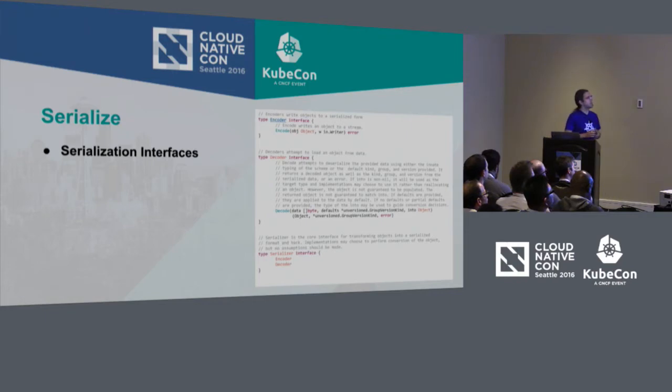Because we support both JSON and Proto, we have to have an interface around our encoding and decoding machinery, because you could have a blob that is Proto or JSON. You need your code to work with both. So here I've shown the encoder interface, the decoder interface, and the serializer interface, which is just the two of them together.